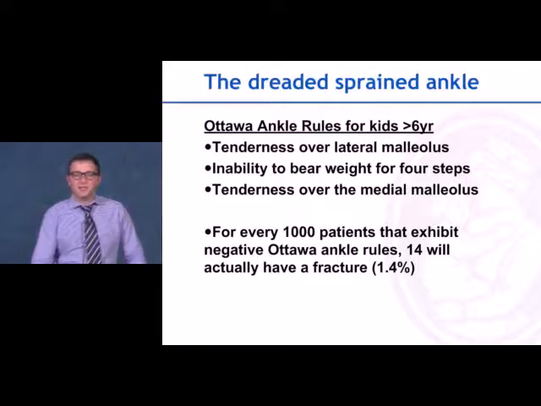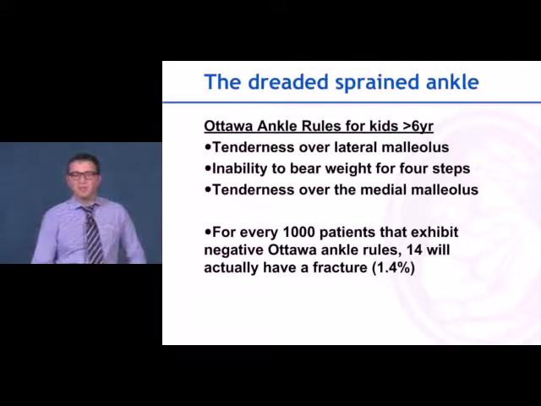The dreaded ankle sprain that comes into everybody's clinic. As we wrap up, let's talk about this. Really, the Ottawa Ankle Rules applies for kids over 6, and so this helps guide you in terms of deciding whether or not you should get an ankle x-ray. Tenderness over the lateral aspect of the ankle or over the medial aspect of the ankle, and inability to weight bear 4 steps. If a child has any one of these, they should get an x-ray. If they don't have any of these, don't bother doing the x-ray.